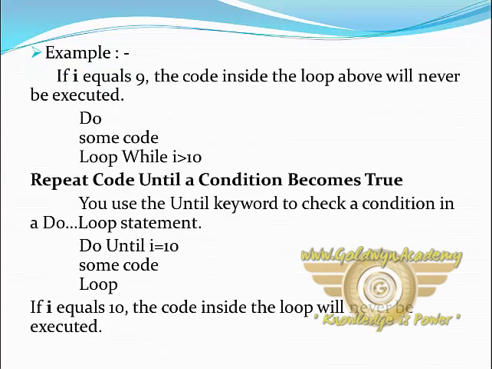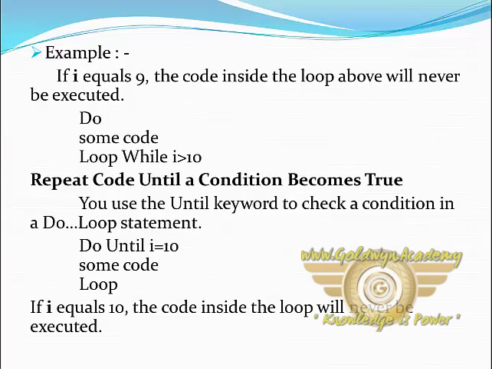Example: if I equals 9, the code inside the loop above will never be executed. Do, some code, Loop While I > 10. Repeat code until a condition becomes true.